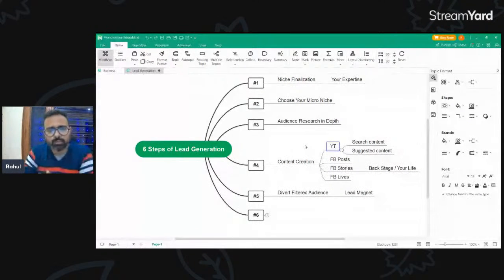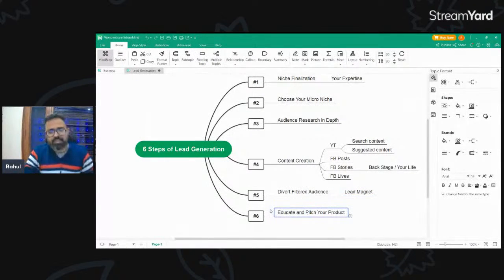You can join this upcoming webinar, which is happening every Monday. You can join that webinar and learn about how you can actually create better offers, right? And this is how you divert people from your content creation towards your lead magnet. And obviously, in the webinar, I will be educating them and finally pitching them my product. That's how you got to do it. So in the end, obviously, educate and pitch your product. That is what you got to do.